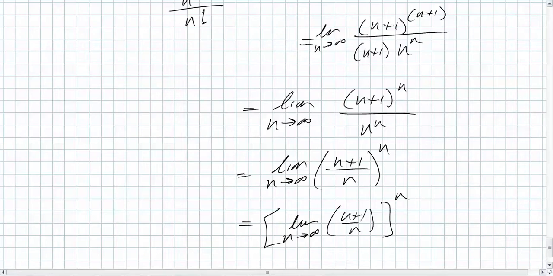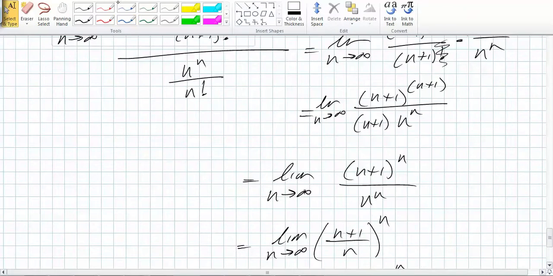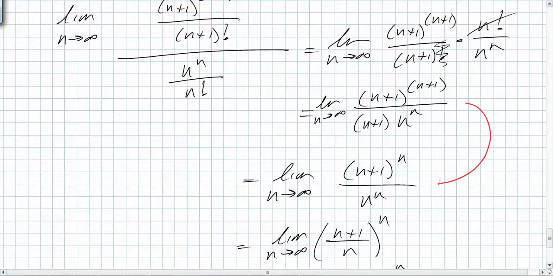Remember, you can bring powers outside of the limit. You can do the limit first. What does that go to? 1. So what do we know? Nothing. I think I found our problem. There's a problem here.